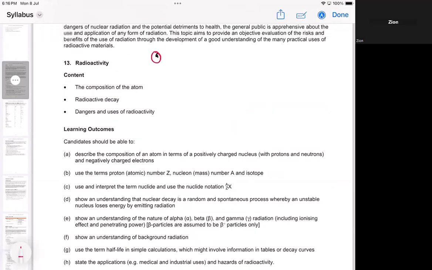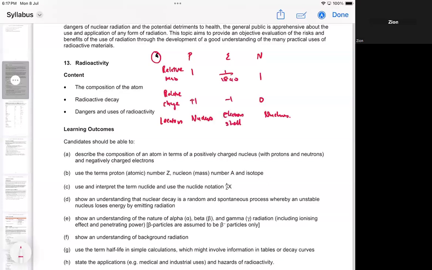for example, proton, electrons, neutrons, relative mass. We have 1 over 1,840. Neutron is 1. Relative charge, positive, -1, and 0. And then where they are found, nucleus, nucleus, and electron shell. Okay, this will be the composition point A.